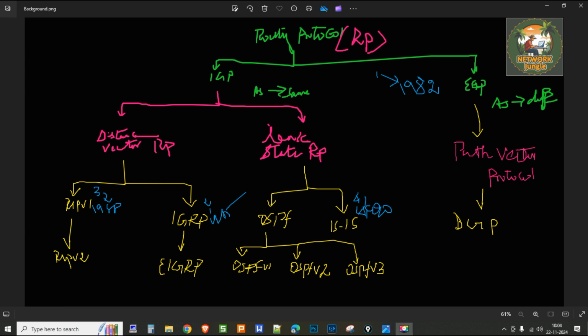Next, OSPF version 1 was introduced in the year 1989, and OSPF version 2 was introduced in 1991, after IS-IS. Next, EIGRP, the Enhanced Interior Gateway Routing Protocol, was introduced in the year 1992. Next, RIP version 2.